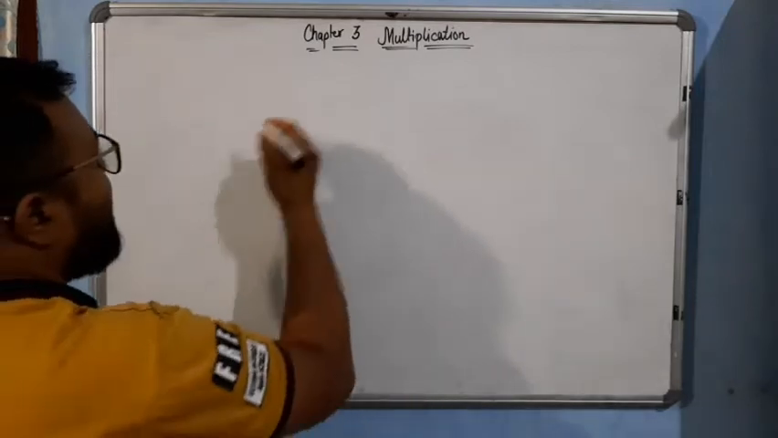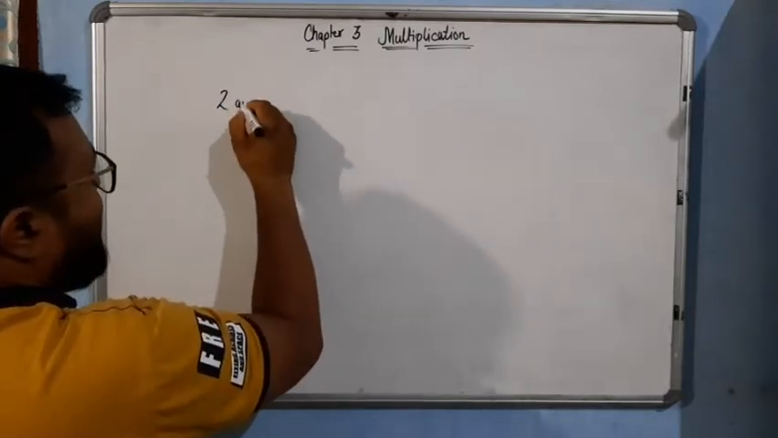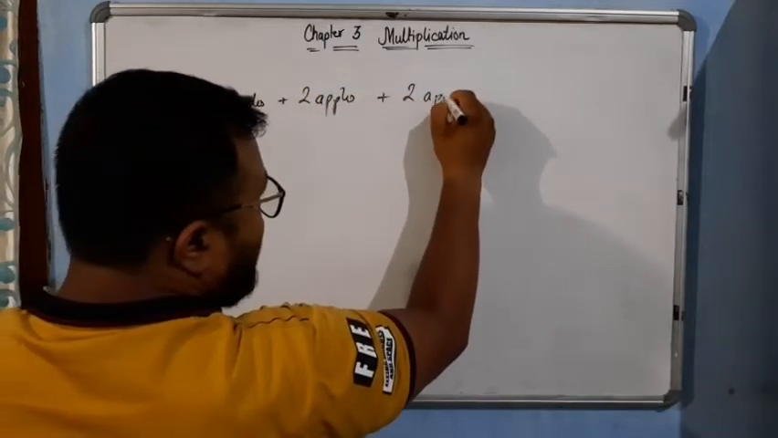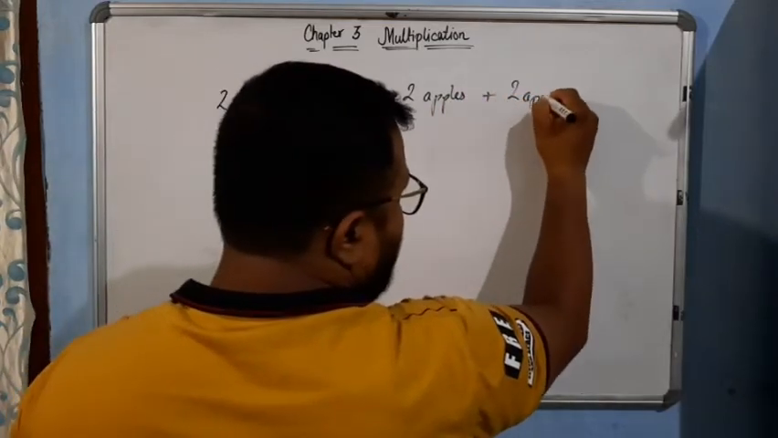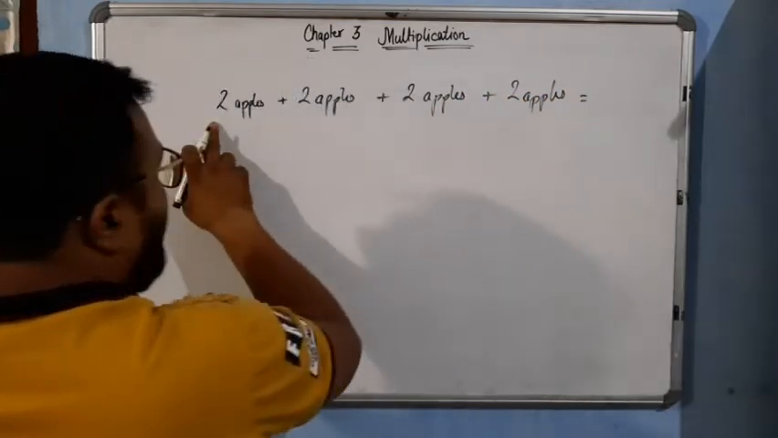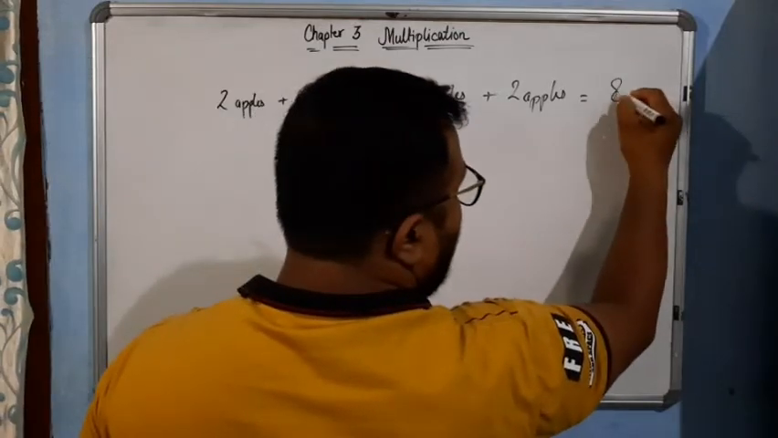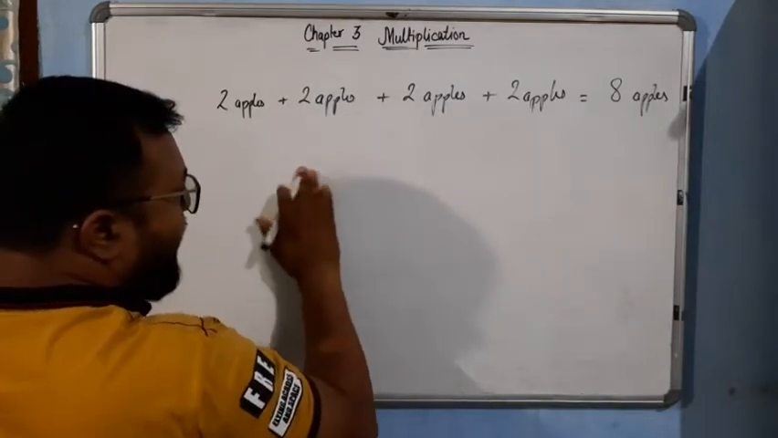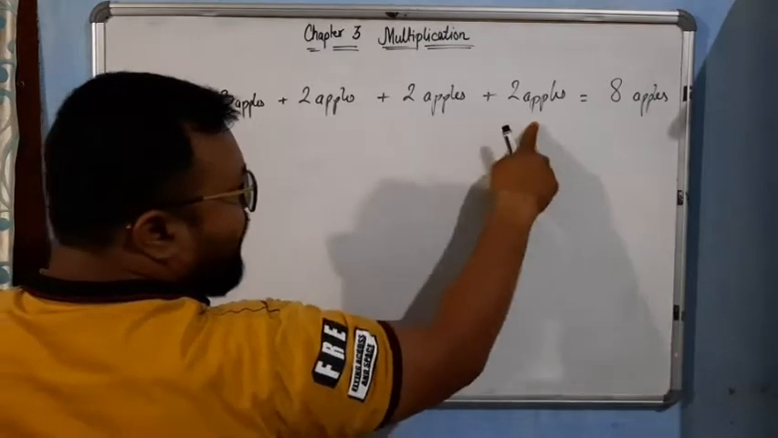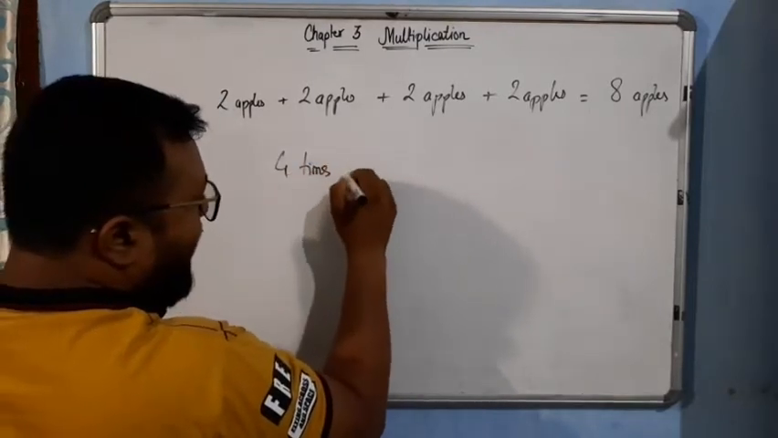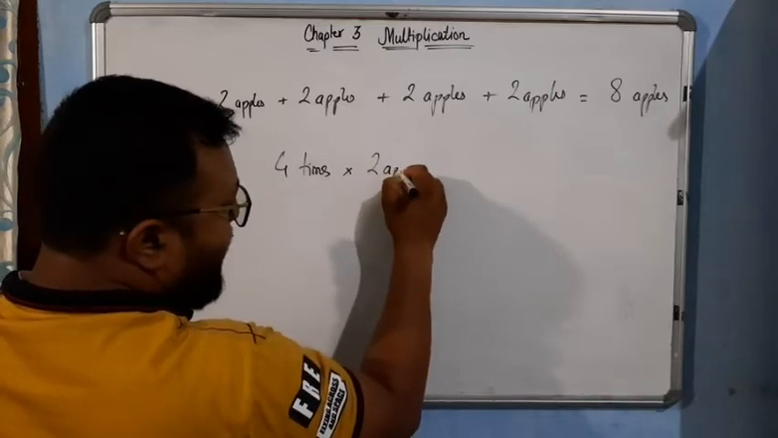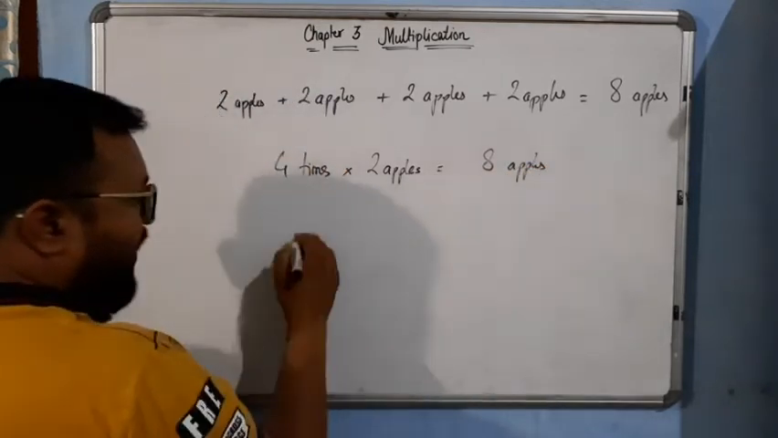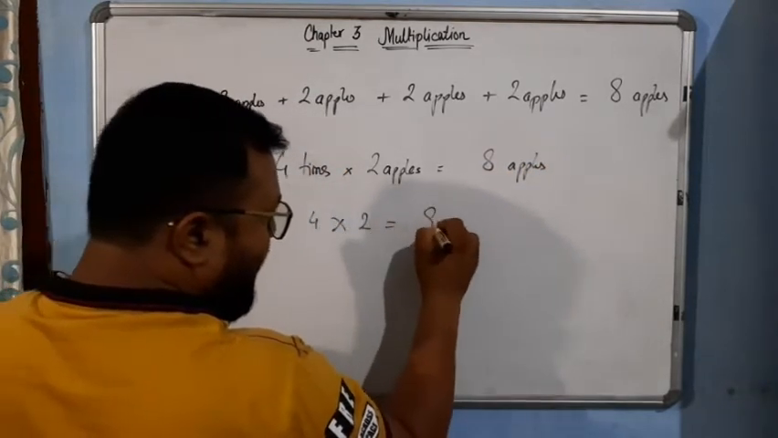For example, suppose, let me write, 2 apples plus 2 apples plus 2 apples plus 2 apples. How much exactly? See, 1 2 3 4 5 6 7 8, so it will be 8 apples. So we can write 1 times, 2 times, 3 times, 4 times. So 4 times 2 apples gives you how much? 8 apples. Or simply we can write 4 into 2 equal to 8.